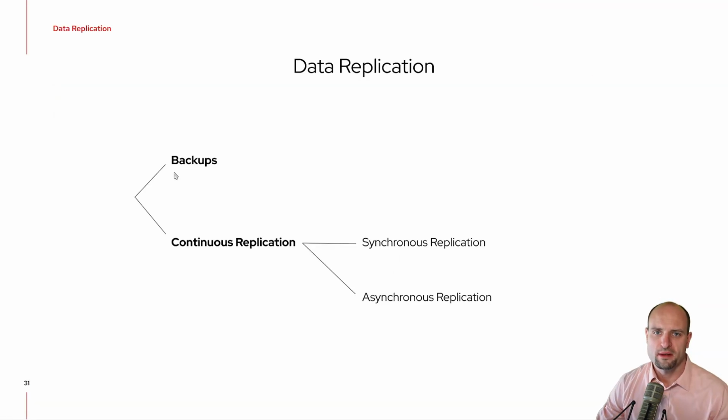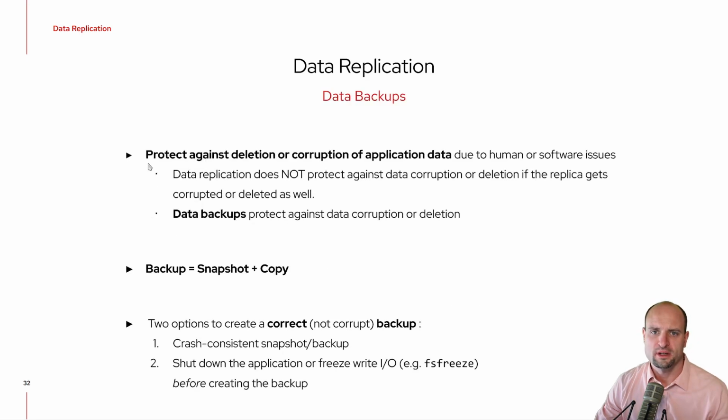Data replication methods can be divided into two groups. These are backups and continuous replication. Continuous replication can be further divided into synchronous replication and asynchronous replication. As I mentioned in the previous video, we use backups to protect against the deletion or corruption of application data. And we also use backups for the backup and restore disaster recovery approach for recovering Red Hat ACM.